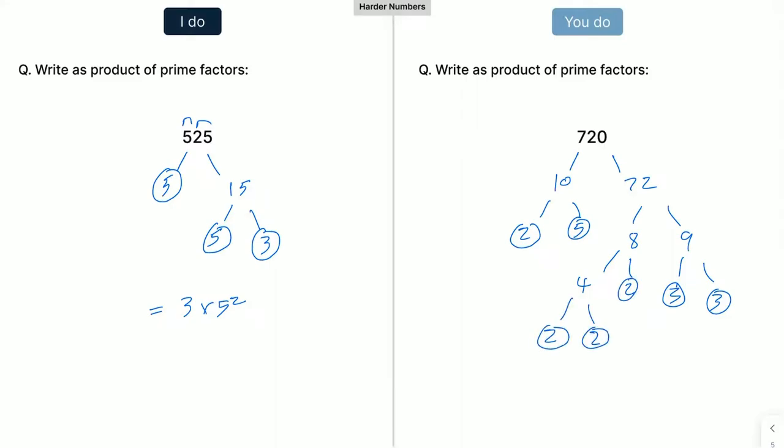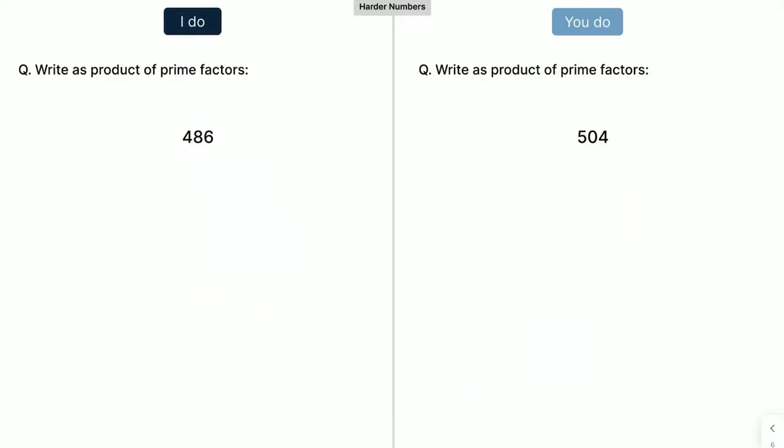So there's quite a lot going on there. So they are 1, 2, 3, 4 2s, so that's going to be 2 to the power of 4. There are 2 3s, and there is 1 5. So that is how you write that as a product of its primes.